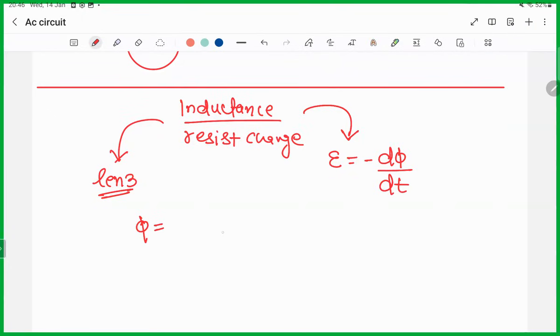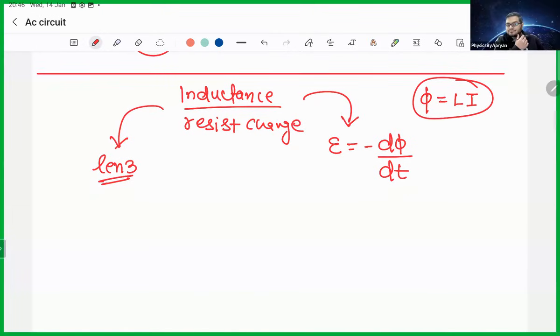And what is flux? Magnetic flux can be written as Li. If you remember a little bit of the formula, flux is Li. If we study AC in detail in electrodynamics, then we will understand why it is Li. For now, flux is equal to Li.